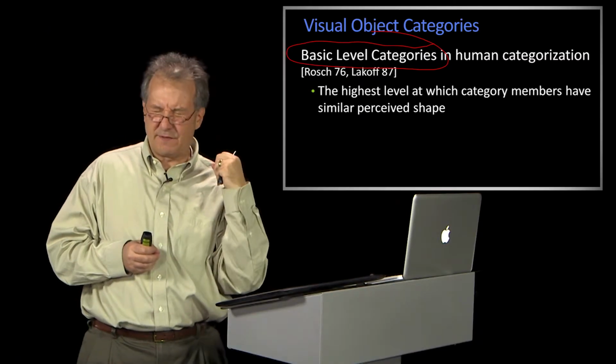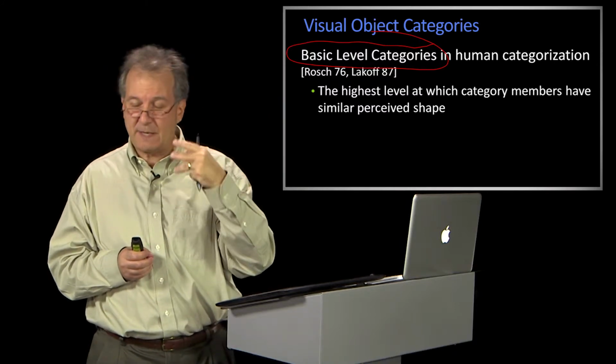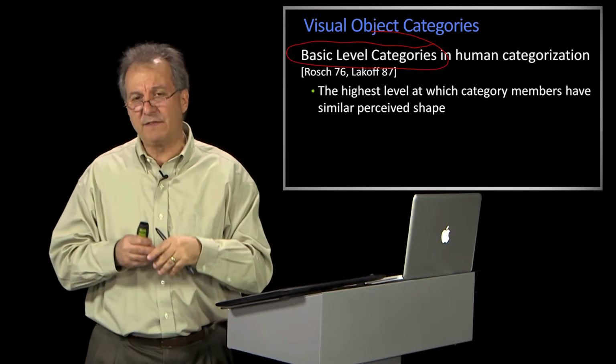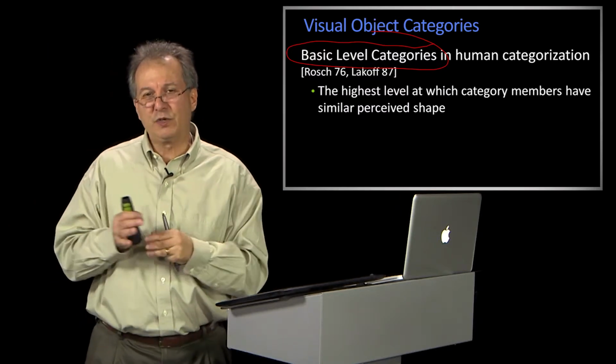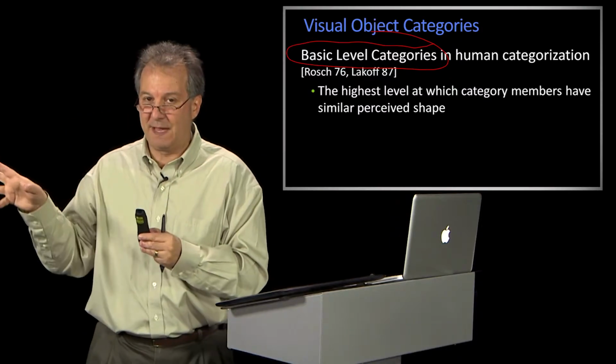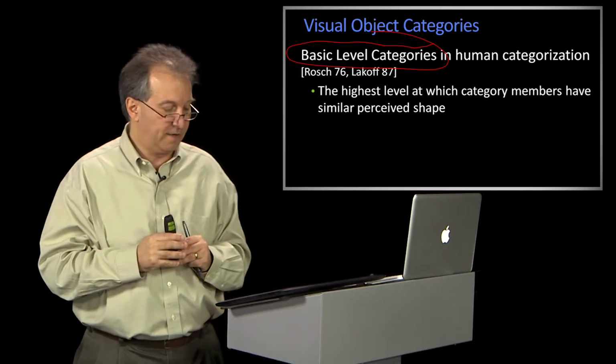So if I ask you to think of the shape of a German Shepherd, you can, but if I ask you to think of the shape of a dog, you probably can do that too. If I ask you to think of the shape of a mammal, what you're going to do is think of the shape of a couple of representative types of mammals. You don't actually have a shape for mammal.